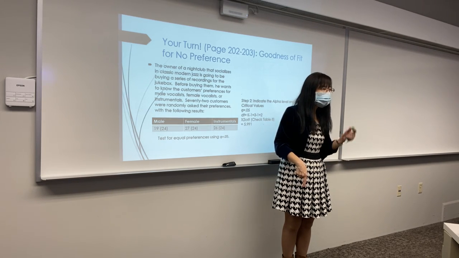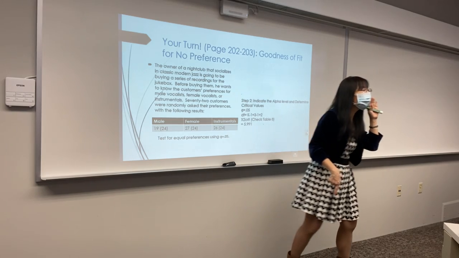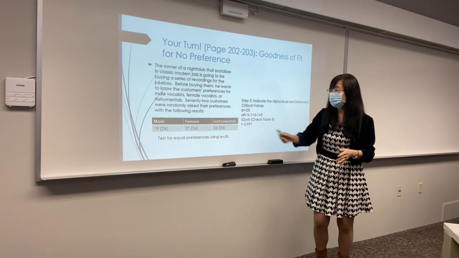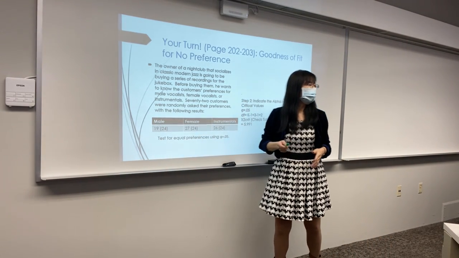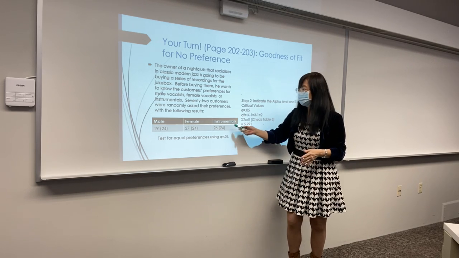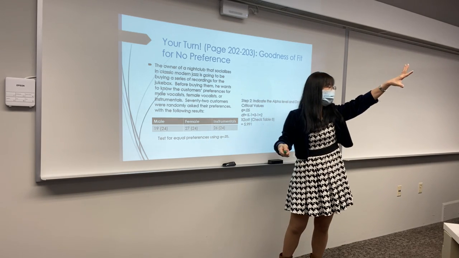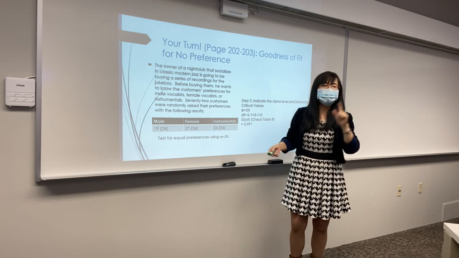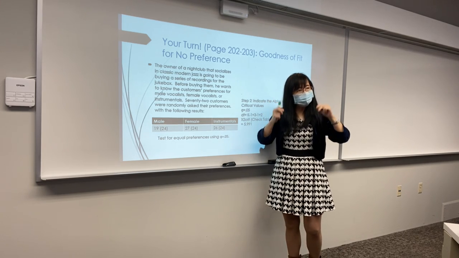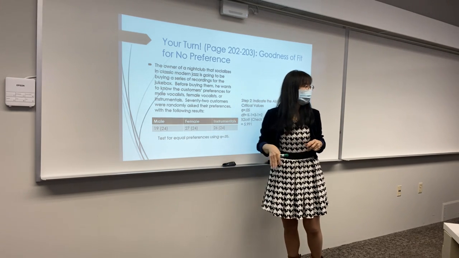Didn't you say K had to be 5? No, it depends on how many groups. Okay, so it'd be 3, right? This one we want 3 groups. Last time they all happened to have 5 groups. So K doesn't have a set number. You just need to count.